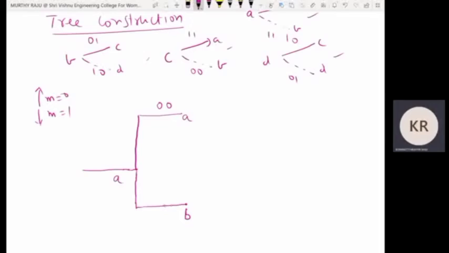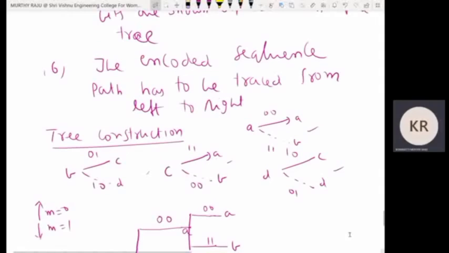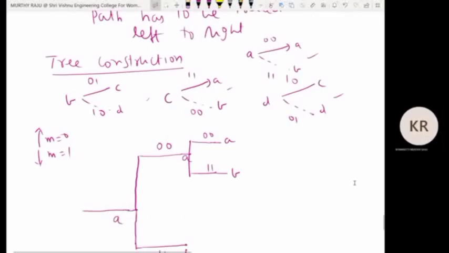State B with output 1 1. Next, you are in state A. Again, check the two possibilities: A to A is 0 0, A to B is 1 1.